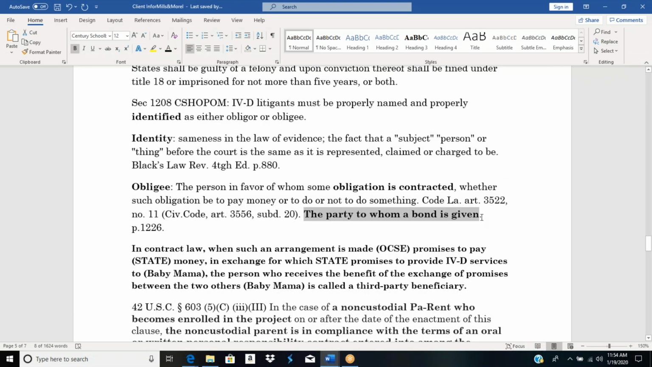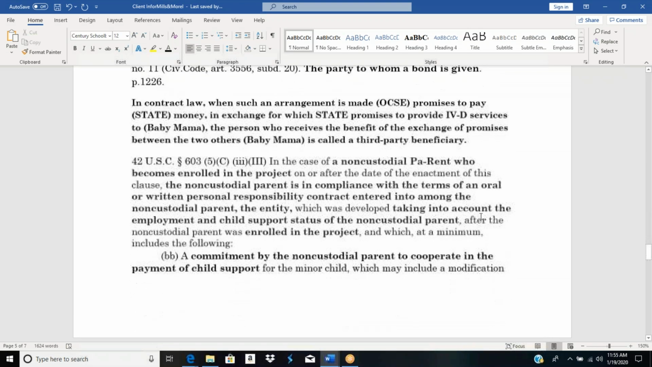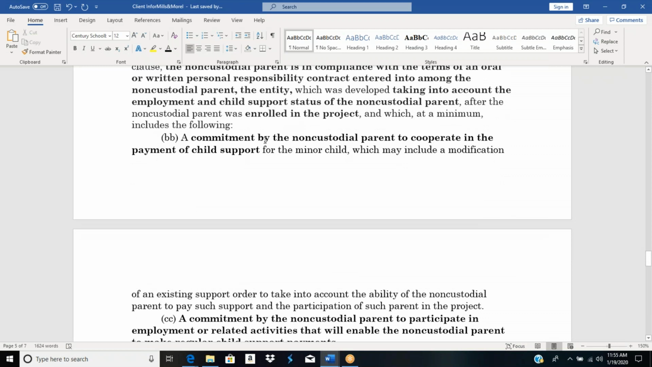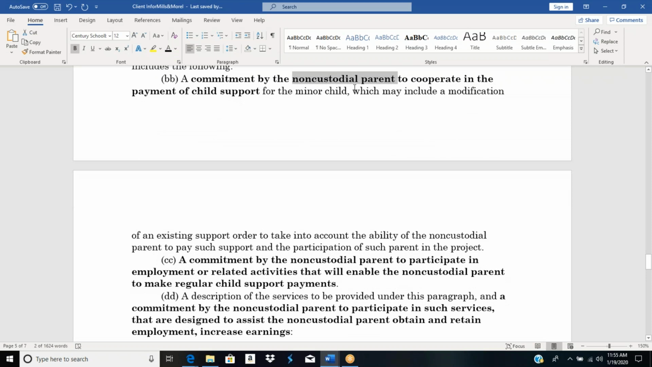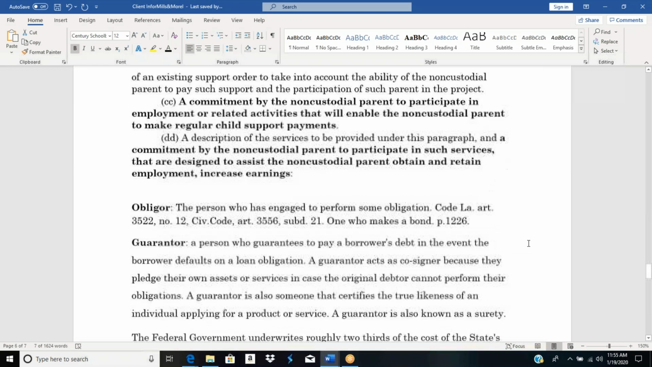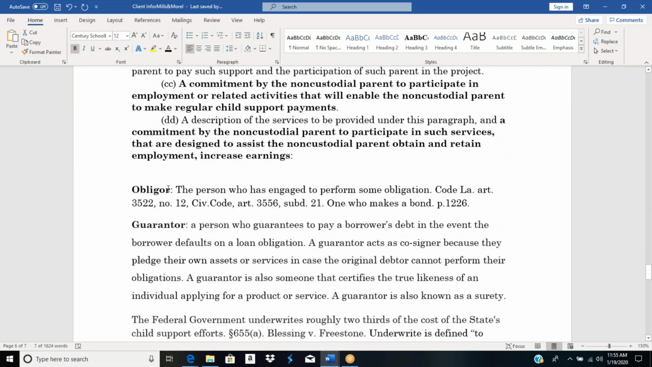All right, so let's keep it moving. All right, so we're going to talk about these bonds now. So where's the commitment? When did I become a non-custodial? When did I succeed to non-custodial parent? When did I agree to cooperate in the payment of child support? You're not paying for child support, gentlemen. You're paying off loans. All right? You're paying off loans, and here's where your proof is. All right? The obligor, definition of obligor, the person who has engaged to perform some obligation.